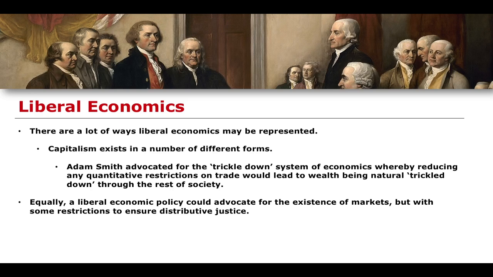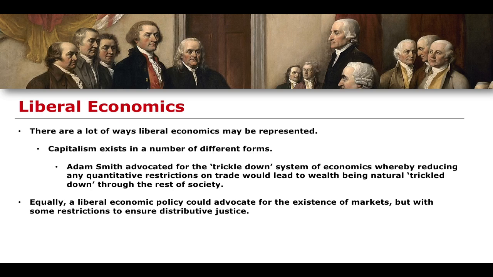But equally speaking, and equally in this regard, a liberal economic policy could advocate for the existence of markets, but with some restrictions. So some of the social democrat thinkers of today and the liberal and quite progressive ideas that exist within economics today accept the existence of markets, accept the existence of capitalism, but maybe accept the existence of capitalism with some restrictions.